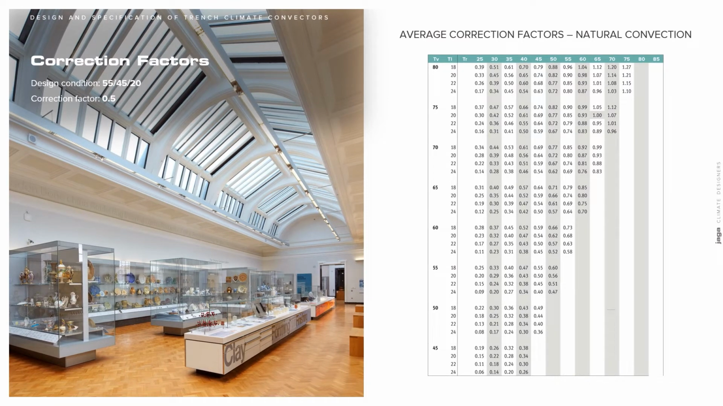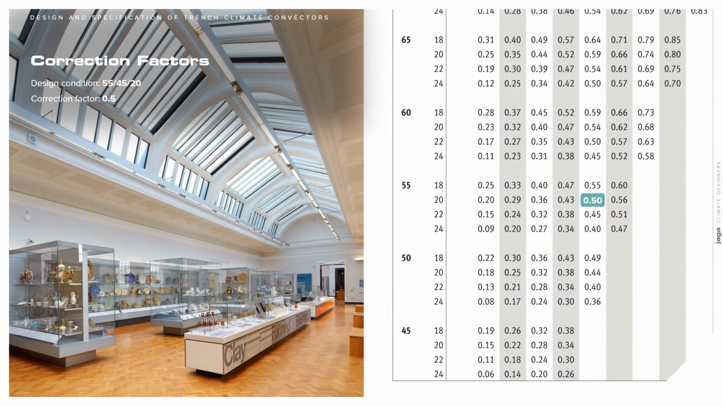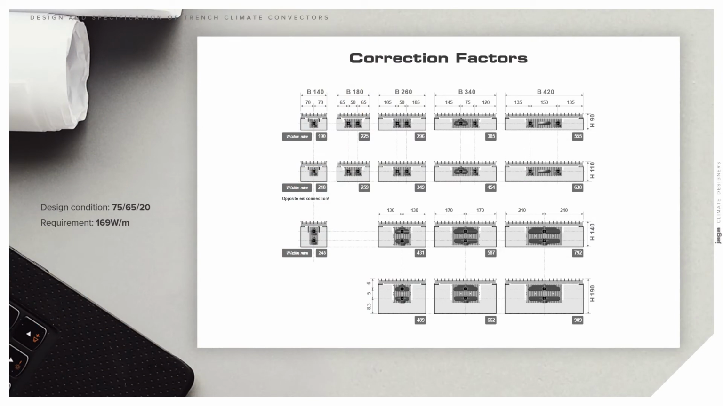What if they were much lower, as common with a heat pump or high-efficiency boiler? For example, 55-45-20. By using a correction factor matrix available from most manufacturers, the actual output per meter can be calculated. You can see from the matrix that the correction factor is 0.5. To apply the correction factor in this instance, take the heating requirement of 169 watts per meter and divide it by the correction factor of 0.5, which equals 338 watts per meter.